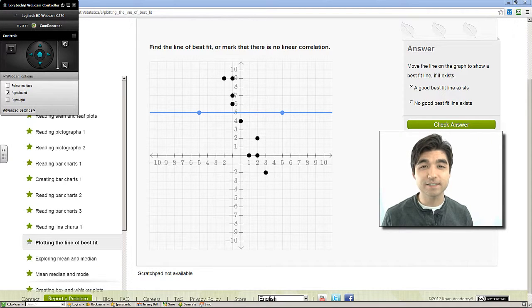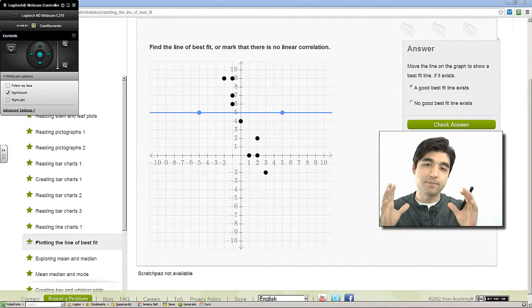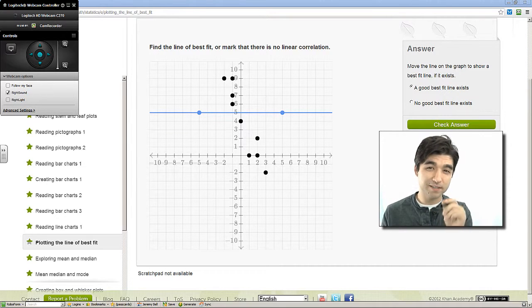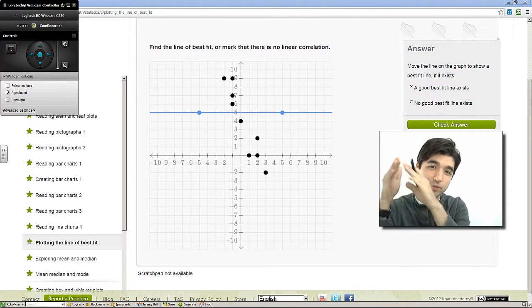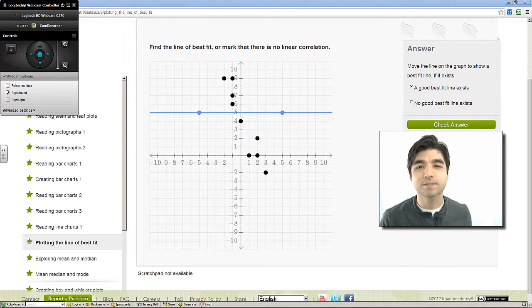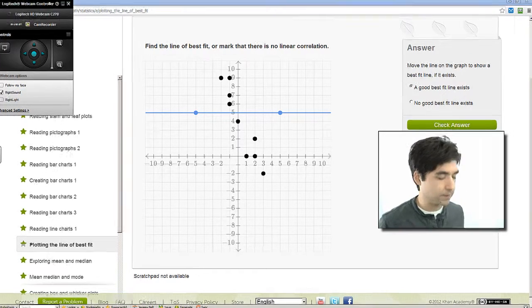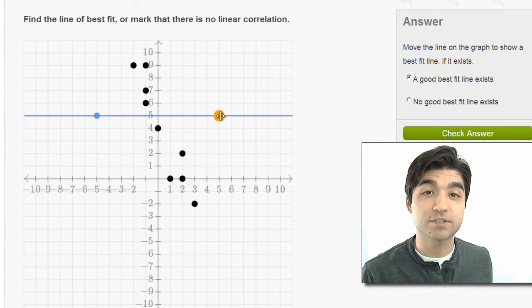So in the task, you're going to have to observe a graph that has data points on it, like little dots, and you're going to have to determine a line of best fit through those dots. So let's check out some exercises that's going to help you do that.